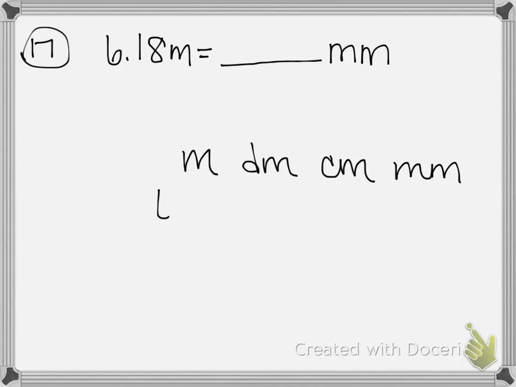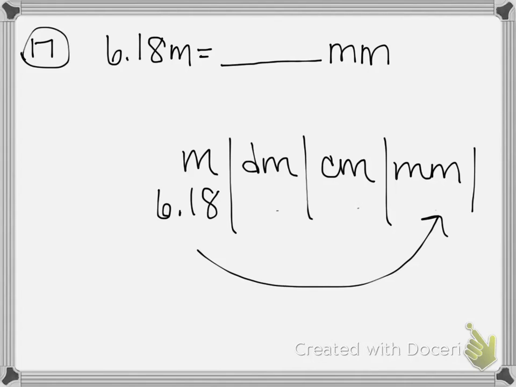So if we've got 6.18 in our meters spot, and I have to get it to go all the way over here to millimeters, then I have to move my decimal point how many times? 1, 2, 3 times. Because I need to go from meters all the way to millimeters. That tells me I have to move my decimal point 3 times. So 1, 2, 3. So 6,180 millimeters would be our answer on that one.